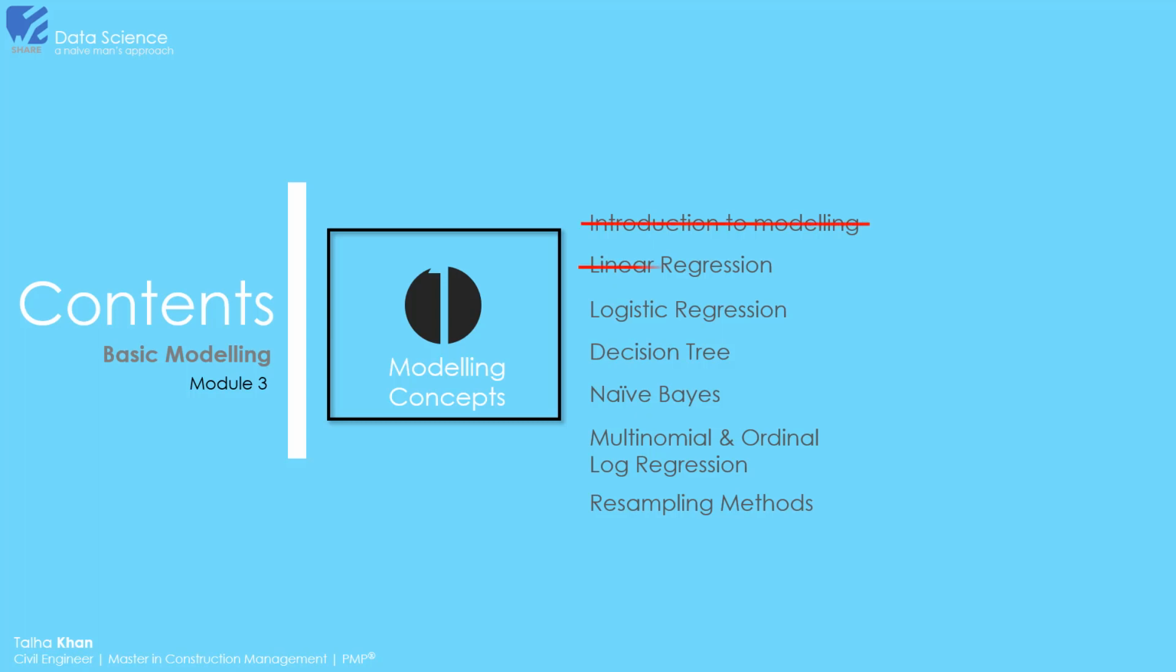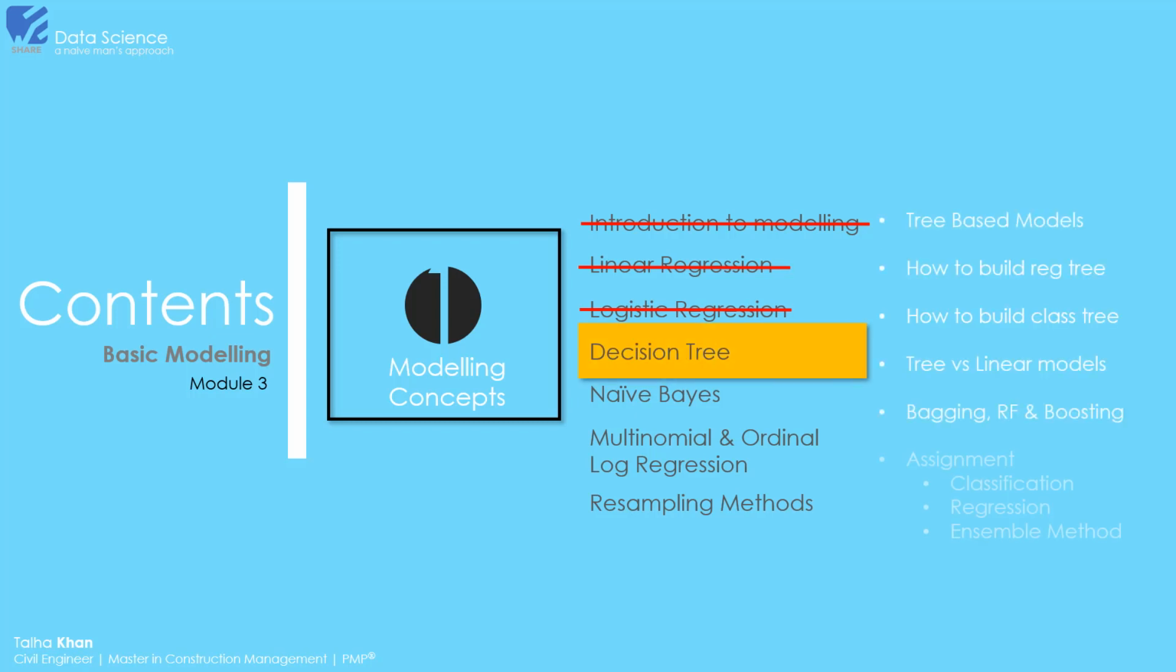So far we have covered Introduction to Modeling, Linear Regression and Logistic Regression. In today's video we'll be covering Decision Tree. We will first discuss what are tree-based models, then we'll see how to build a regression tree, and then how to build a classification tree. After that we'll do a comparison between tree-based models and linear models. Then we'll discuss few ensemble methods such as bagging, random forest and boosting. So basically ensemble methods are a way to improve the performance of your model.